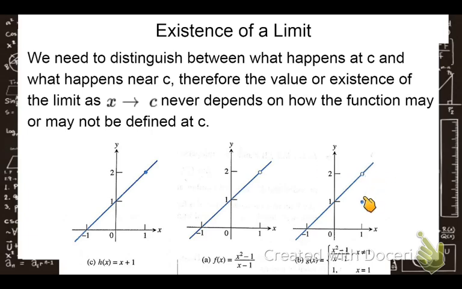And then for this one, the limit exists, the function exists, but they're not equal to each other. The function is equal to 1, the limit is equal to 2, therefore this is not continuous, again, because it has a removable discontinuity.